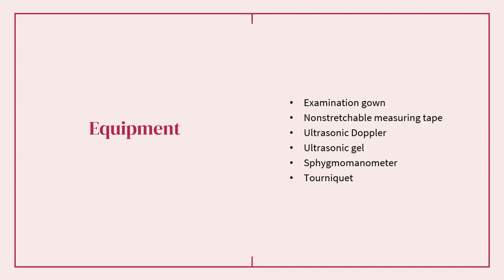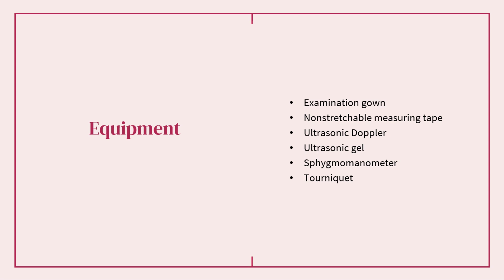So again, before performing any assessment, we want to make sure that we have the right equipment to ensure accuracy and help us perform a thorough, efficient exam. Making sure that the patient is in a gown so that we can fully visualize both upper and lower extremities. We're comparing symmetry, color, and skin integrity. A non-stretchable measuring tape is used to measure limb circumference and monitor for edema changes over time. It can be important for tracking conditions like DVT, lymphedema, and chronic venous insufficiency.